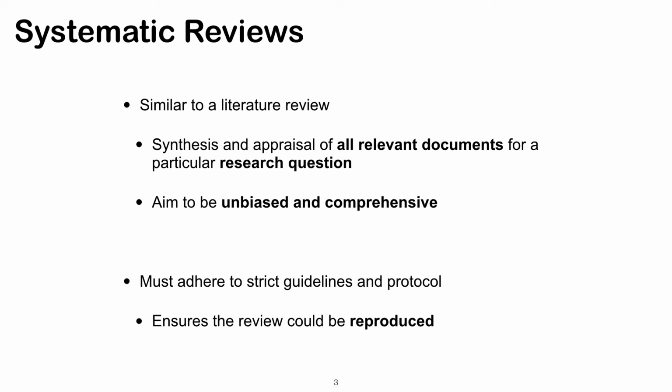So what is a systematic review? A systematic review is similar to a literature review. It's the synthesis and appraisal of all relevant documents for a particular research question. It aims to be unbiased and comprehensive, and it must adhere to strict guidelines and protocol. This ensures that the review can be reproduced.